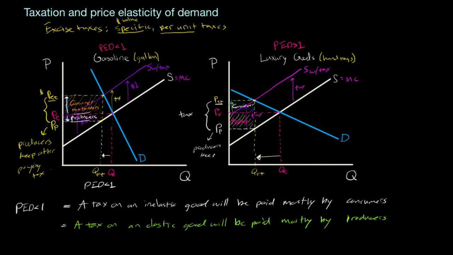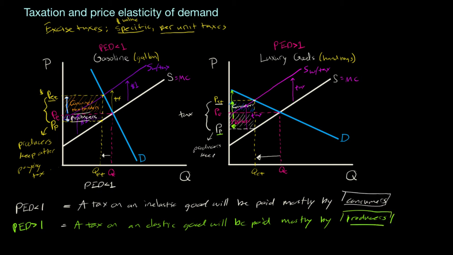On the other hand, with a tax on an elastic good, producers cannot afford to pass most of the tax on to consumers. If they raise the price by much more than they have already in this illustration, you can see that the quantity demanded would quickly fall all the way to 0, and there would be no more market for luxury goods. Therefore, rather than passing most of the tax on to consumers, producers of elastic goods will bear the larger burden of the tax by accepting a lower price following the imposition of the tax. So when the price elasticity of demand is greater than 1, producers will bear the larger burden of the tax.